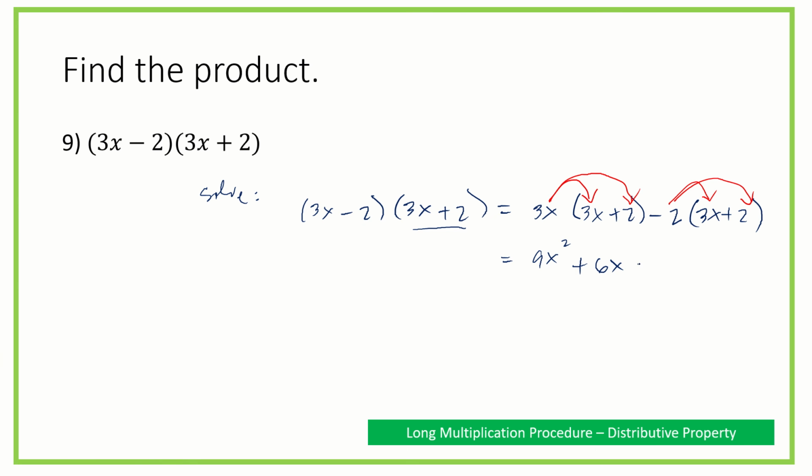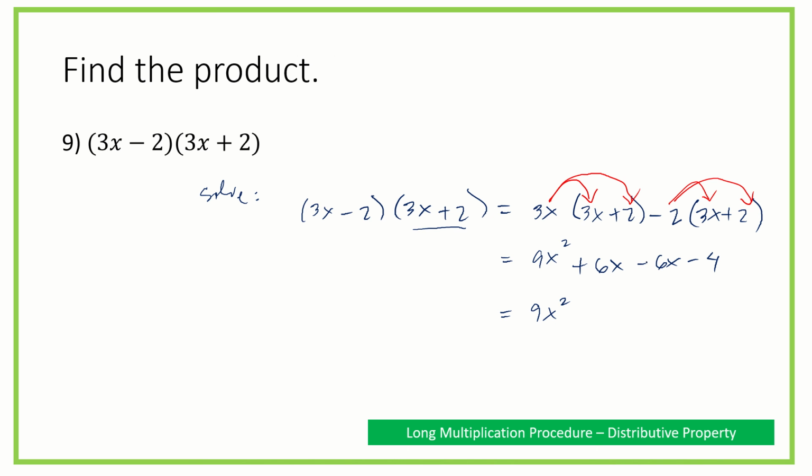For that, you will get negative 6x, and then negative 4. Now you combine the like terms. 9x squared doesn't have any like terms. 6x and 6x in here are like terms.